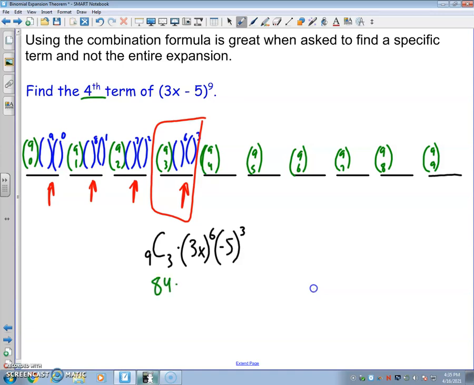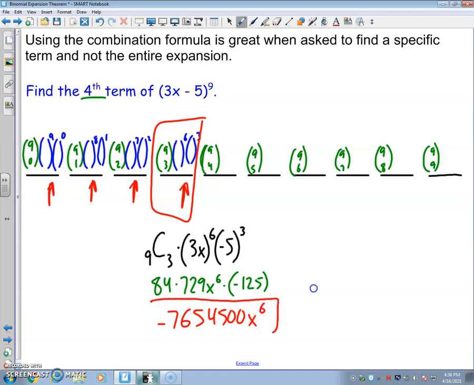3 to the 6th power using the calculator is 729. That'll be x to the 6th power. And then negative 5 cubed, that's going to be negative 125. I'm going to put all that together. Again, using a calculator, I get negative 7,654,500. This is x to the 6th power. So if you had to FOIL that and multiply and combine so many times, you'd get a humongous number. So this is how you quickly find a specific term using that combinatorics formula.